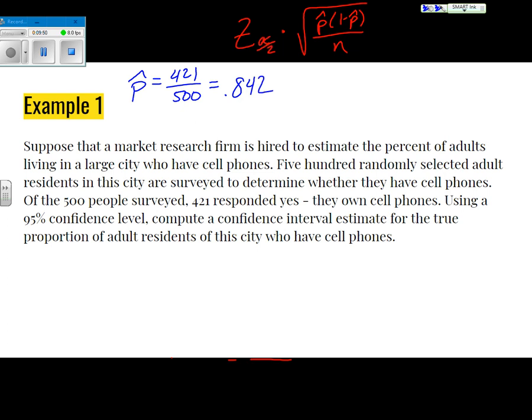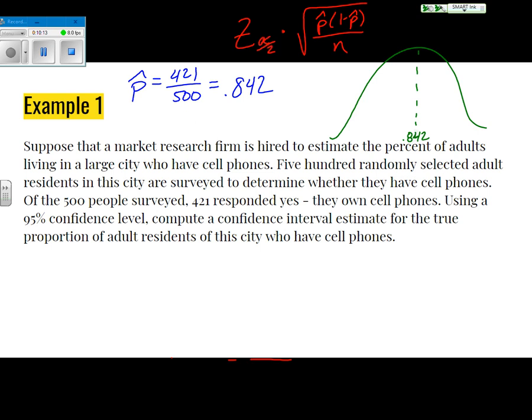So in my little snapshot right here of this little survey that I did, I found that 84.2% of residents in this city own a cell phone. Now, again, I might overteach this. I'm going to go back to my curve, see what this means.